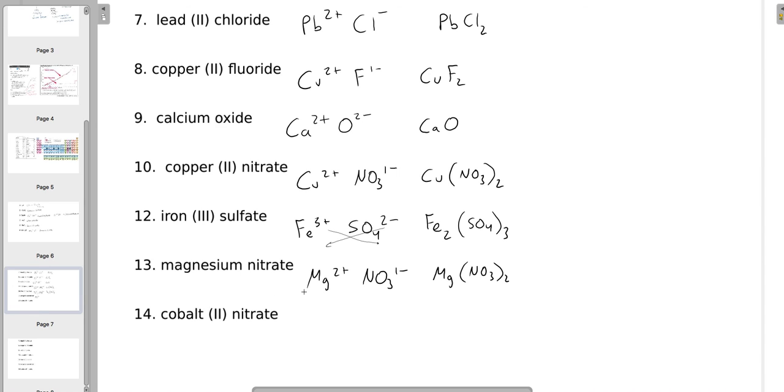And then cobalt 2 nitrate. So nitrate, once again, cobalt 2 is Co2+, and the nitrate NO3 1-, it's Co(NO3)2. So that's it for that.